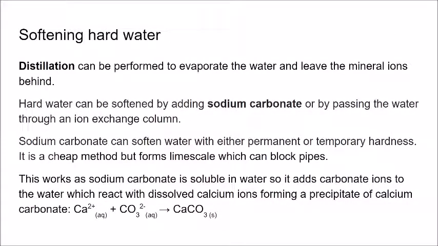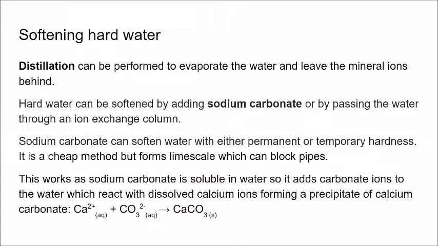So, methods to soften hard water. One method is distillation, which can be performed to evaporate the water and leave the mineral ions behind. Hard water can also be softened by adding sodium carbonate or by passing the water through an ion exchange column, which we'll talk about in a bit.